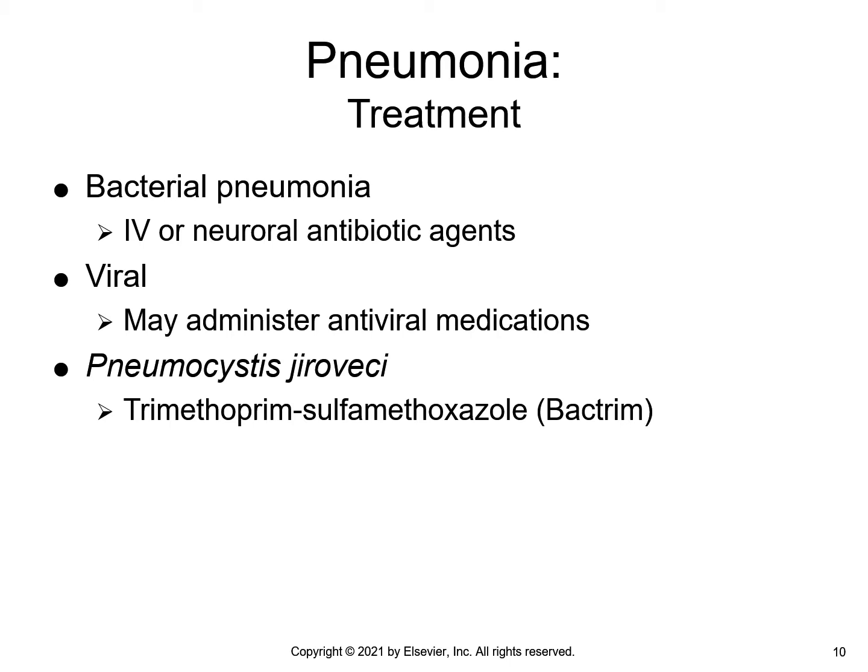Typical pneumonia may be treated with IV or oral antibiotic agents: erythromycin, Biaxin, which is a macrolide, cephalosporins, fluoroquinolones. Atypical pneumonia is usually treated with erythromycin or azithromycin. Viral pneumonia, which is an atypical pneumonia, routinely requires no anti-infective therapy, but antiviral medication may be administered.